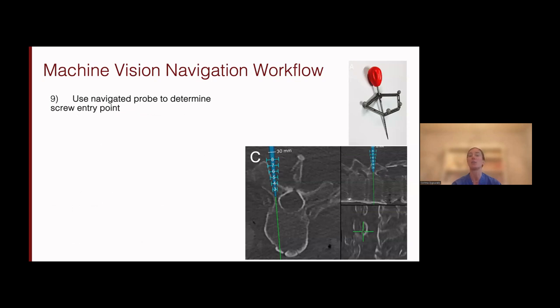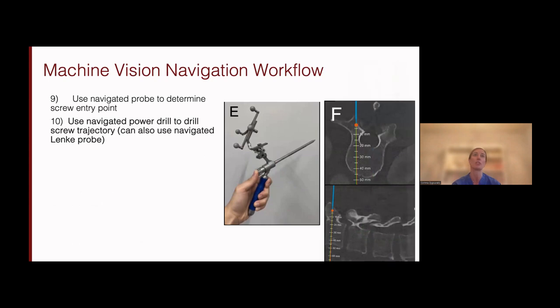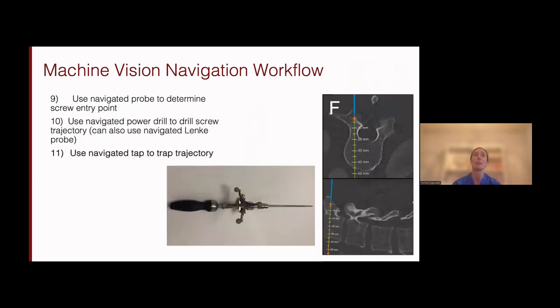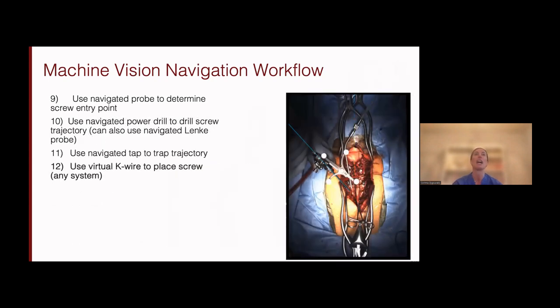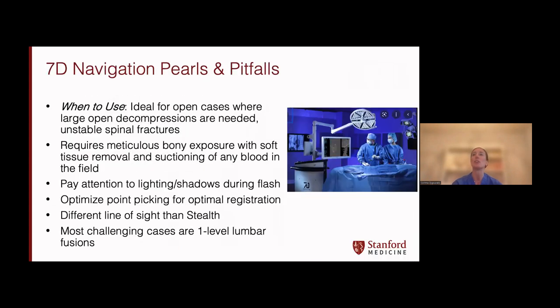So now it allows you to, just like any other navigation platform, use a navigated probe to determine your screw entry point. You can do a navigated power drill and a tap. And then you can place a screw of any system using this virtual K-wire that they have here. So, as for some of the differences with other CT-guided navigation platforms, honestly, I feel like this is really quite good for open cases, okay, where large open decompressions are needed.